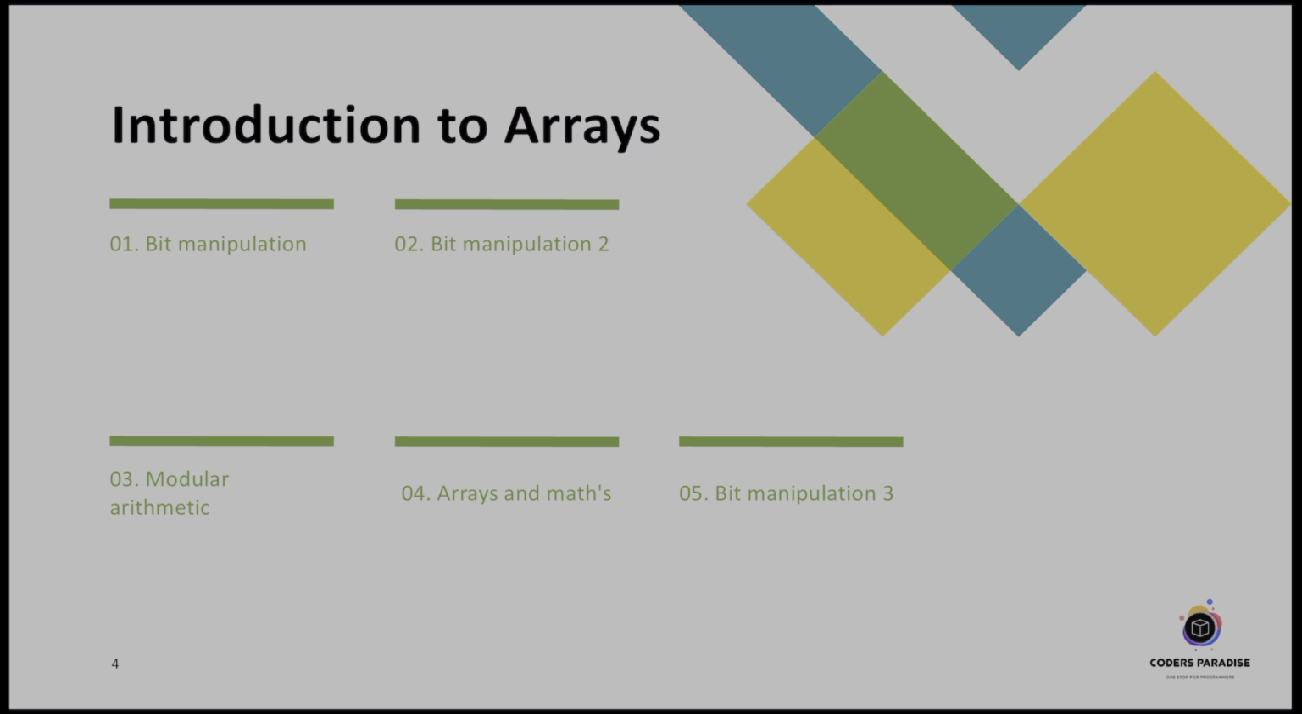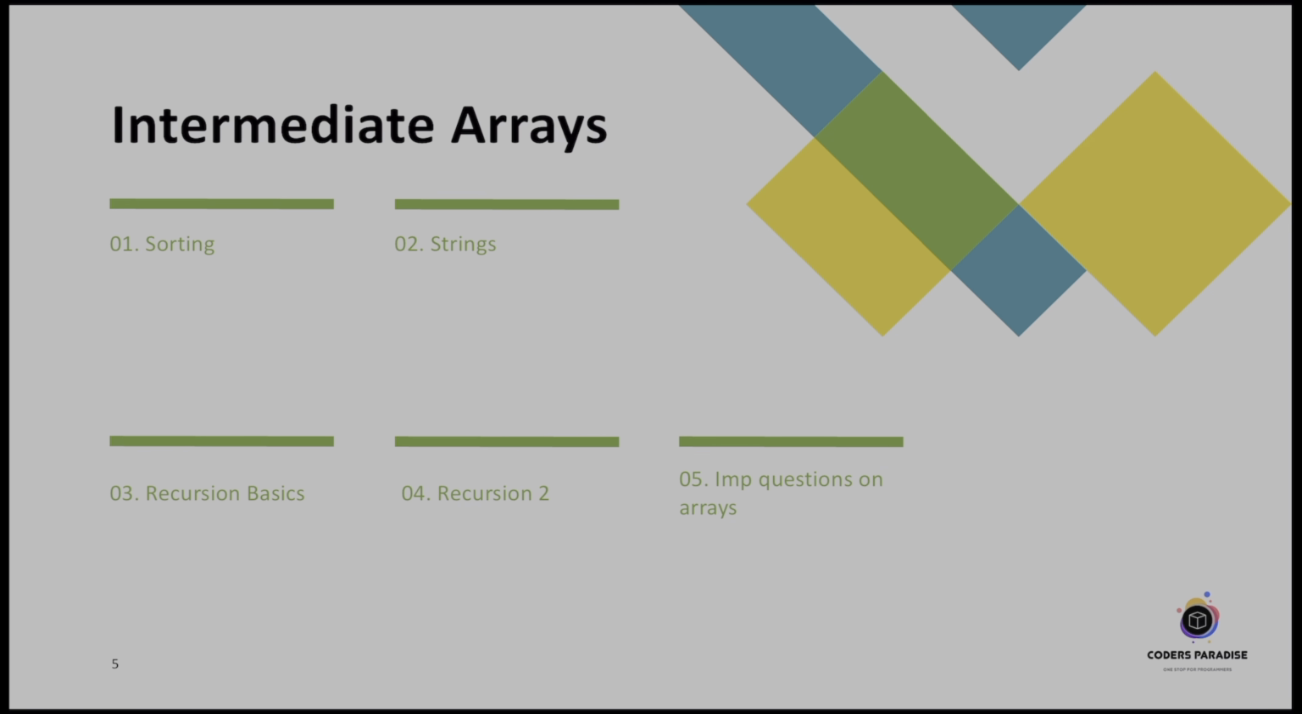Once we move to the next playlist, we will be focusing mostly on bit manipulation, modular arithmetic, arrays and maths, and then an important part, bit manipulation 3, which will contain some important bit manipulation questions. After finishing this, we will move to the intermediate arrays. So you can see how well structured this course is. We are learning basic arrays, then we move to different portions of arrays, including bit manipulation and mathematics, and now we are moving to intermediate arrays.